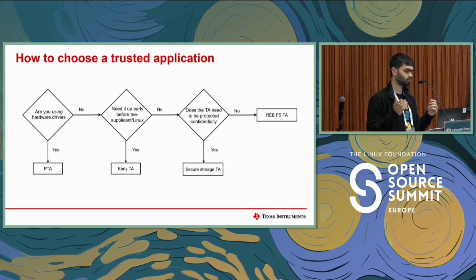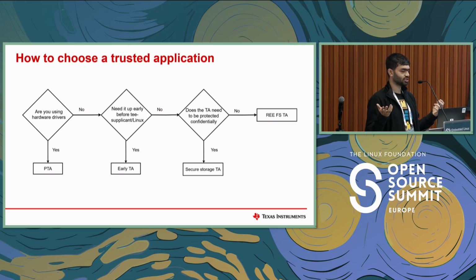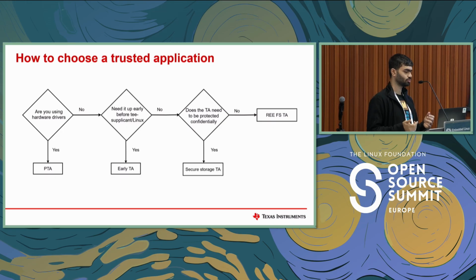You don't want it getting out. Go for a secure storage TA. If you are fine with none of these aspects, maybe go for a REFS TA. Like, you don't need fast loading. Of course, the loading times and all would also matter in this flowchart. This is a very simplified one, which I could think of. But yeah, maybe this would help you choose which one you should be going for when you are designing trusted applications.